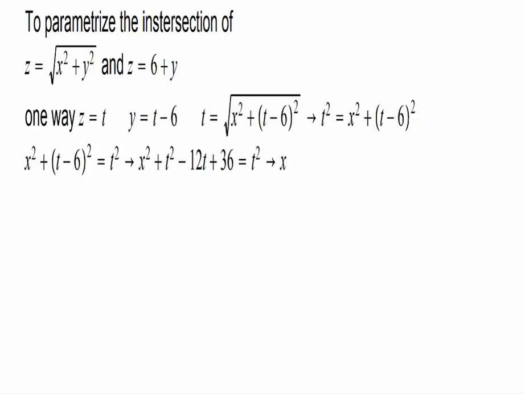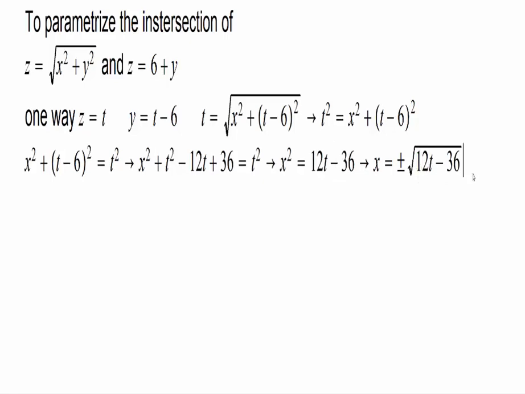And x squared becomes 12t minus 36, and then x will have to be plus or minus the square root of 12t minus 36, and we have to have the value of t greater than or equal to 3, since 12 times 3 is 36, in order for this to make sense.